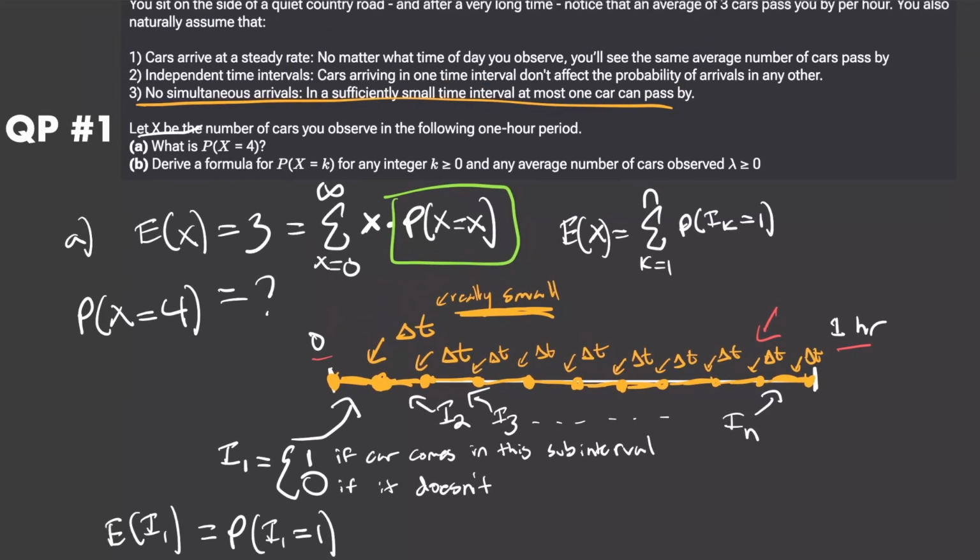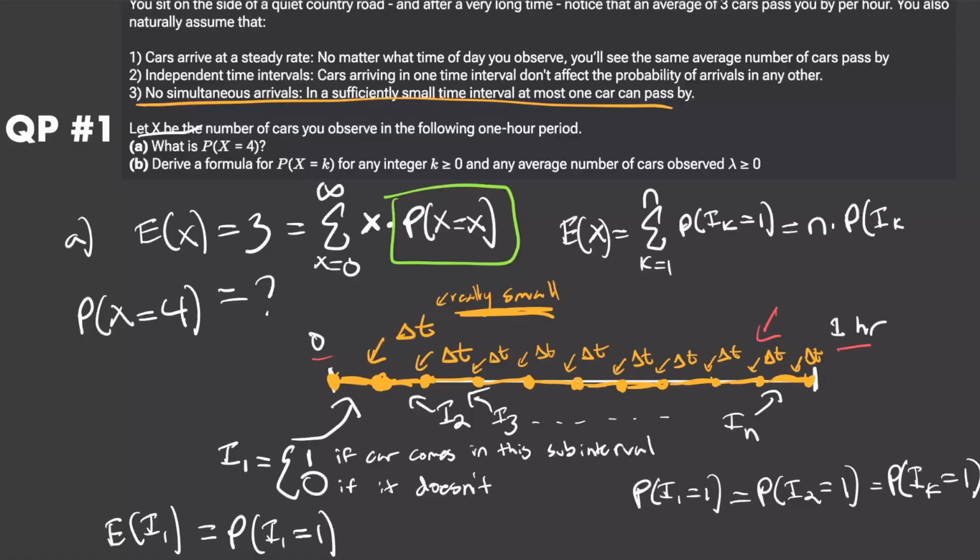Now we also know that cars arrive at a steady rate. That was our first condition that we were given, so we know that the probability that a car arrives in this subinterval is exactly the same as the probability that a car arrives in the next subinterval of the exact same size. Because we partitioned our hour into a bunch of really tiny equally sized subintervals, the probability that I sub 1 is equal to 1, the probability that a car comes in the first subinterval, is equal to the probability that a car comes in the second subinterval, which is equal to the probability that a car comes in any of the equally sized subintervals. So that probability is the same regardless of this iterator right here. We're basically just summing a constant. So this is just equal to n times the probability that any of our indicators, I sub k, is equal to 1.